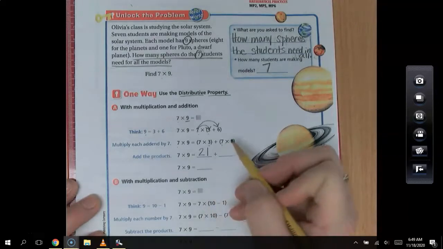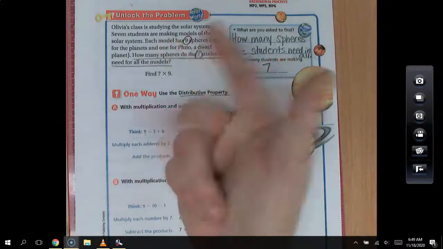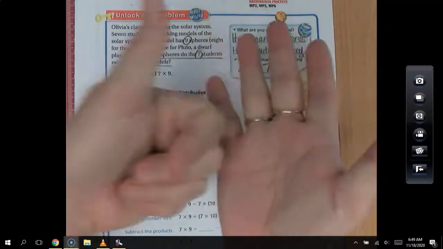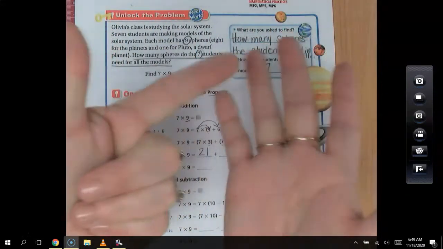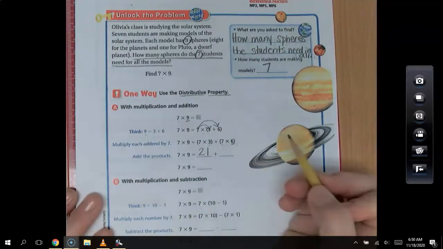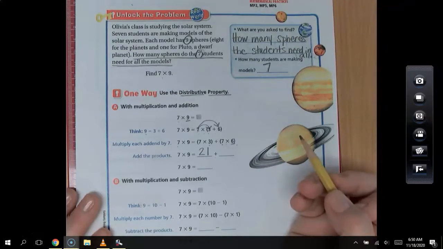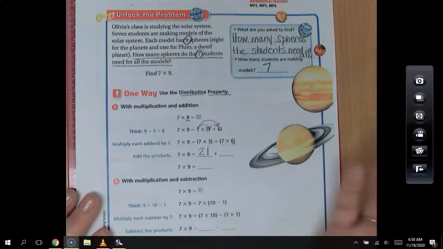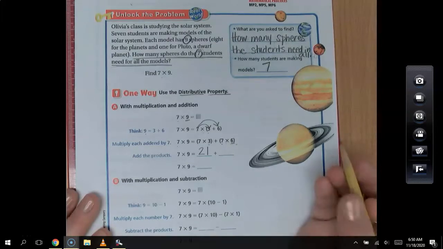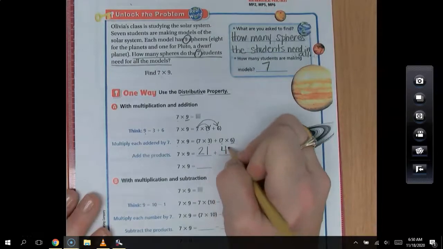What is 7 times 5? I could count by 5 7 times. 5, 10, 15, 20, 25, 30, 35. Well, I have 7 times 5 is 35, but I need 7 times 6. Well, I could just add 7 more to 7 times 5, 35. So 35 plus 7 is 42.